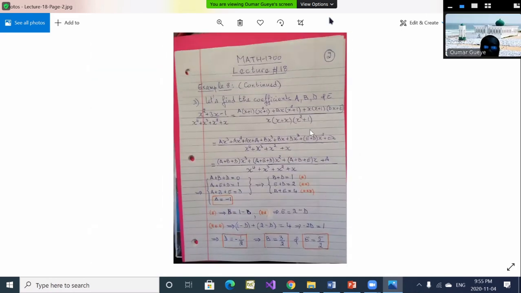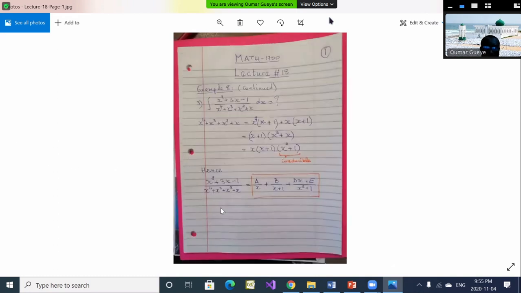So next step, I'm going to substitute here A, B, D, and E by their values. A is equal to 1 over 2. B, I guess, was 3 over 2. C was negative 1 over 2. And this was 5 over 2. We just substitute.